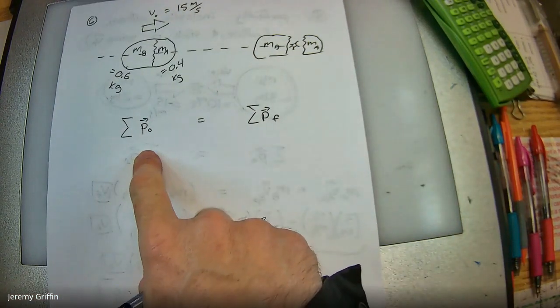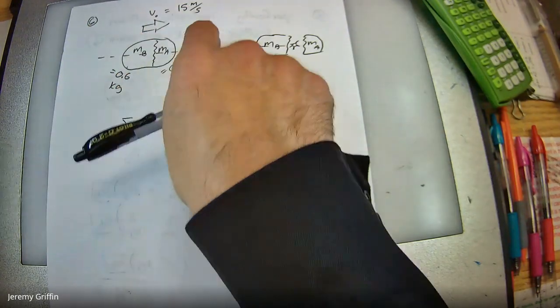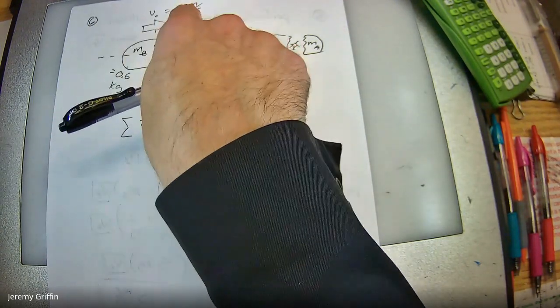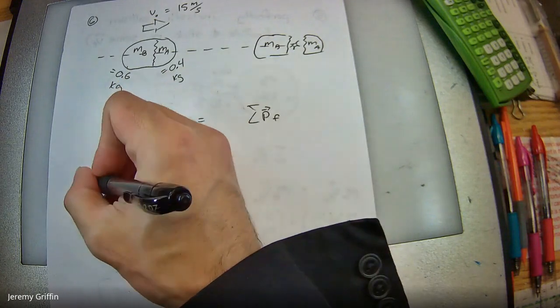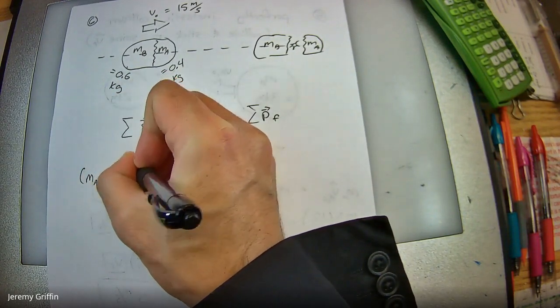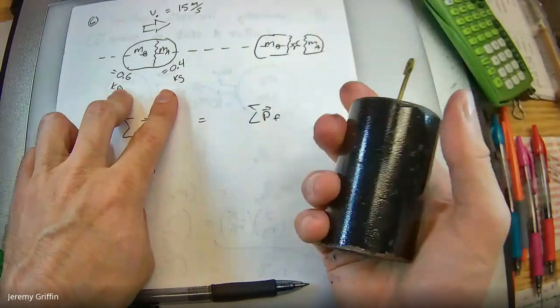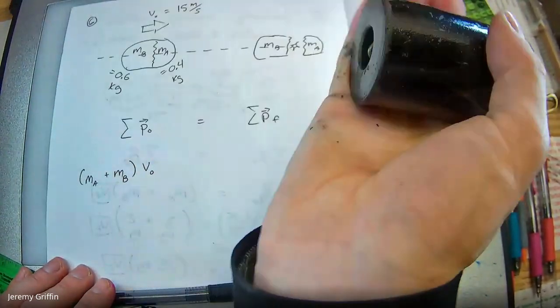Well, momentum before the explosion, wouldn't that be just like the giant mass moving at that grown velocity? Right? So that would be mA plus mB times v, just as one solid mass moving at some initial velocity. Right? That one mass, by the way, is 1 kilogram. You guys see 1 kilogram, right? Okay, let's take this right here. So here's your grenade.